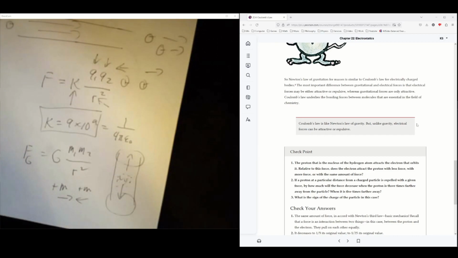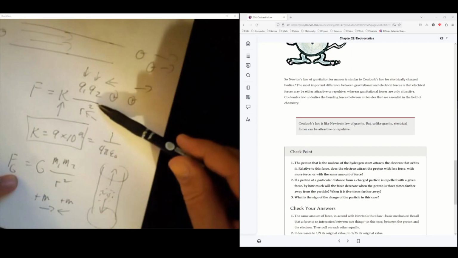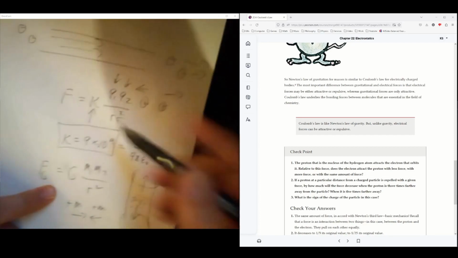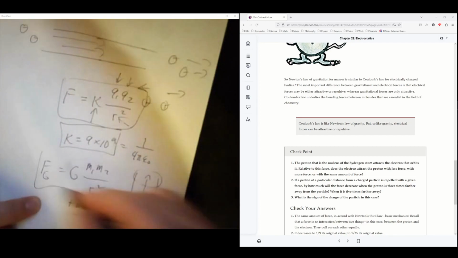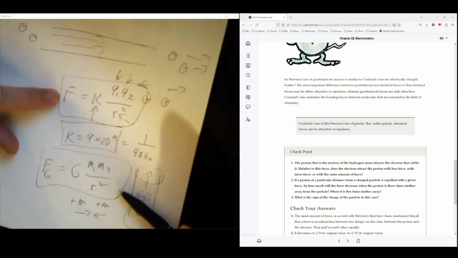So I'm just looking at this statement again. Coulomb's law is like Newton's law of gravity. I would argue that's only true mathematically speaking. Mathematically speaking, they are both inverse square laws. However, the physics of them is very different, though.